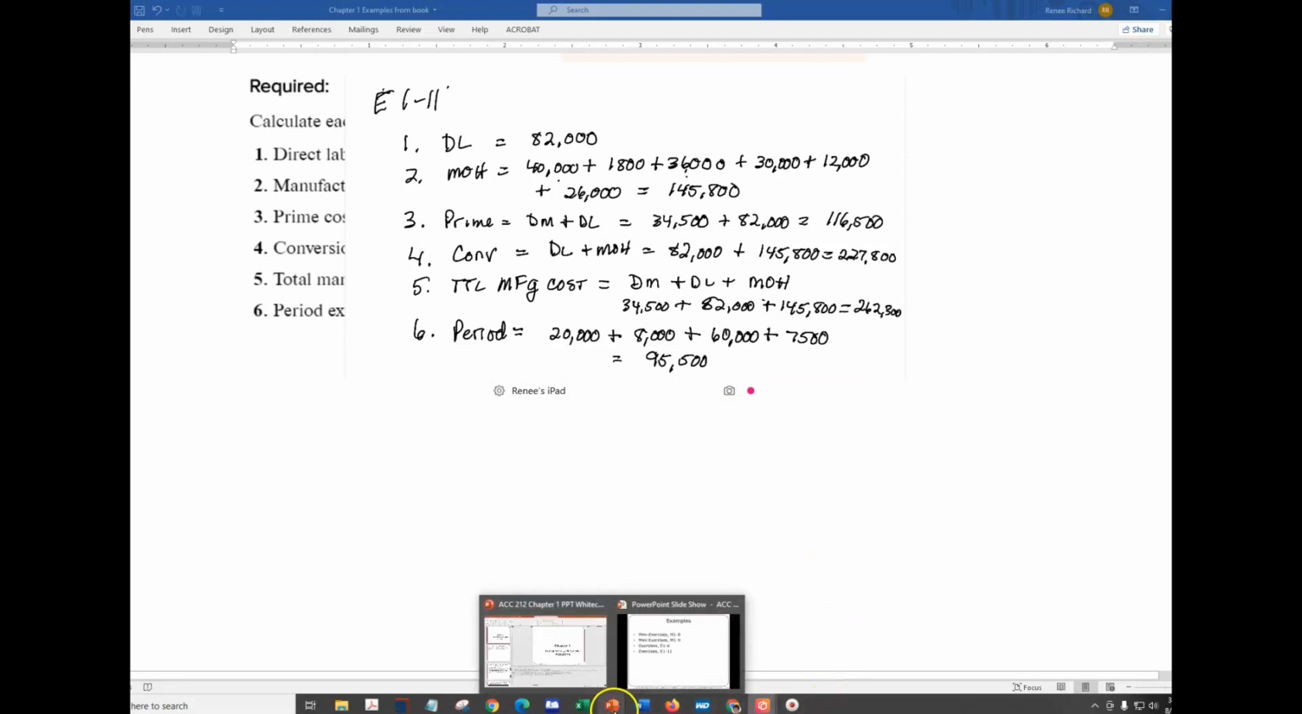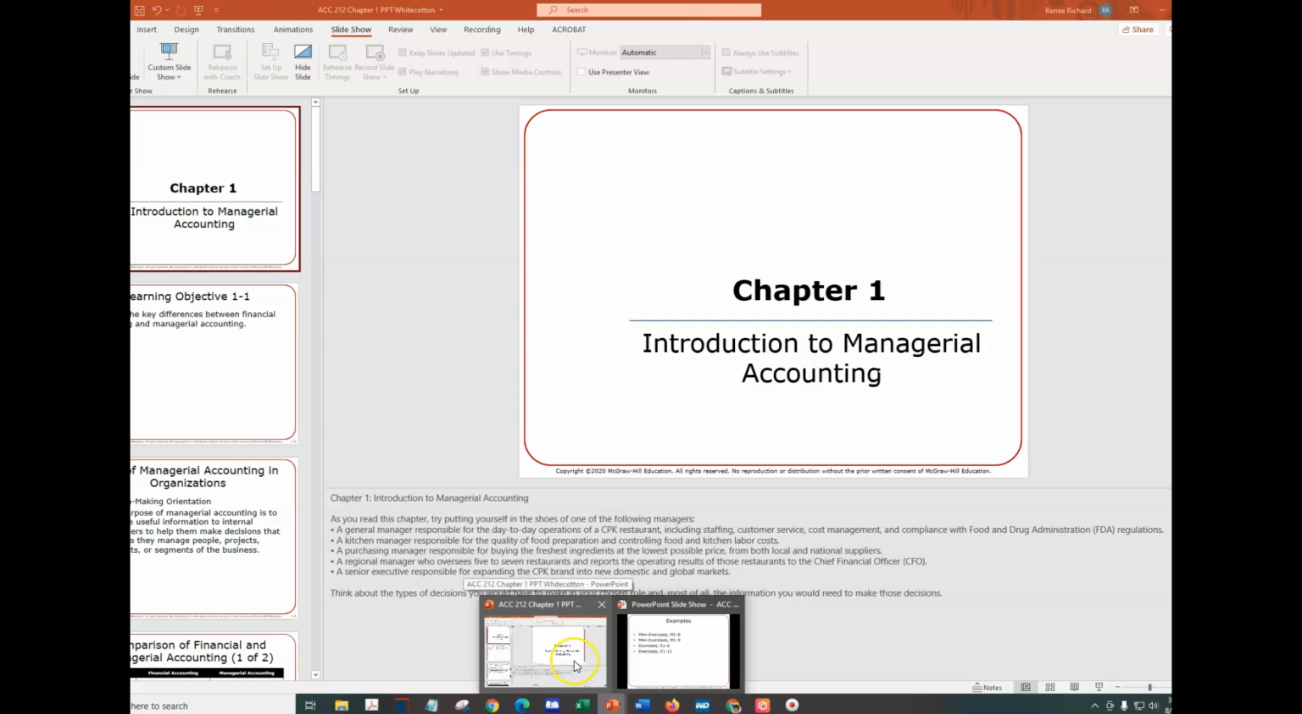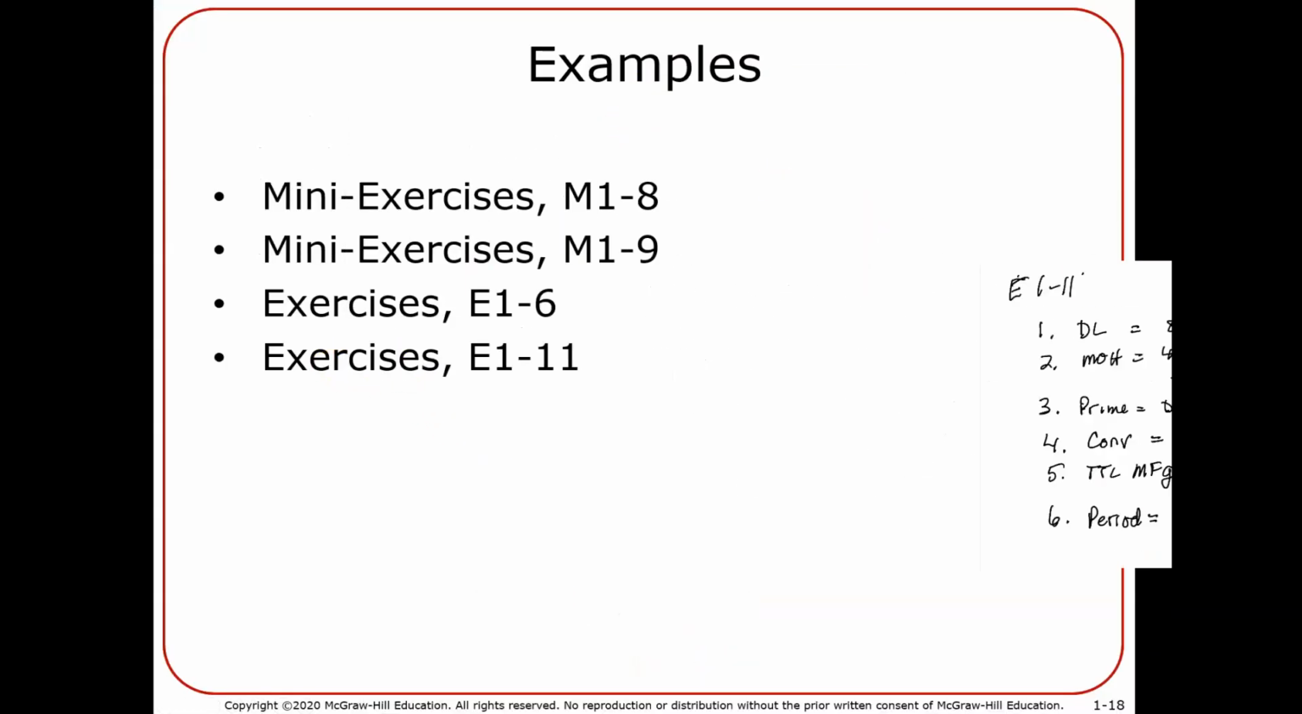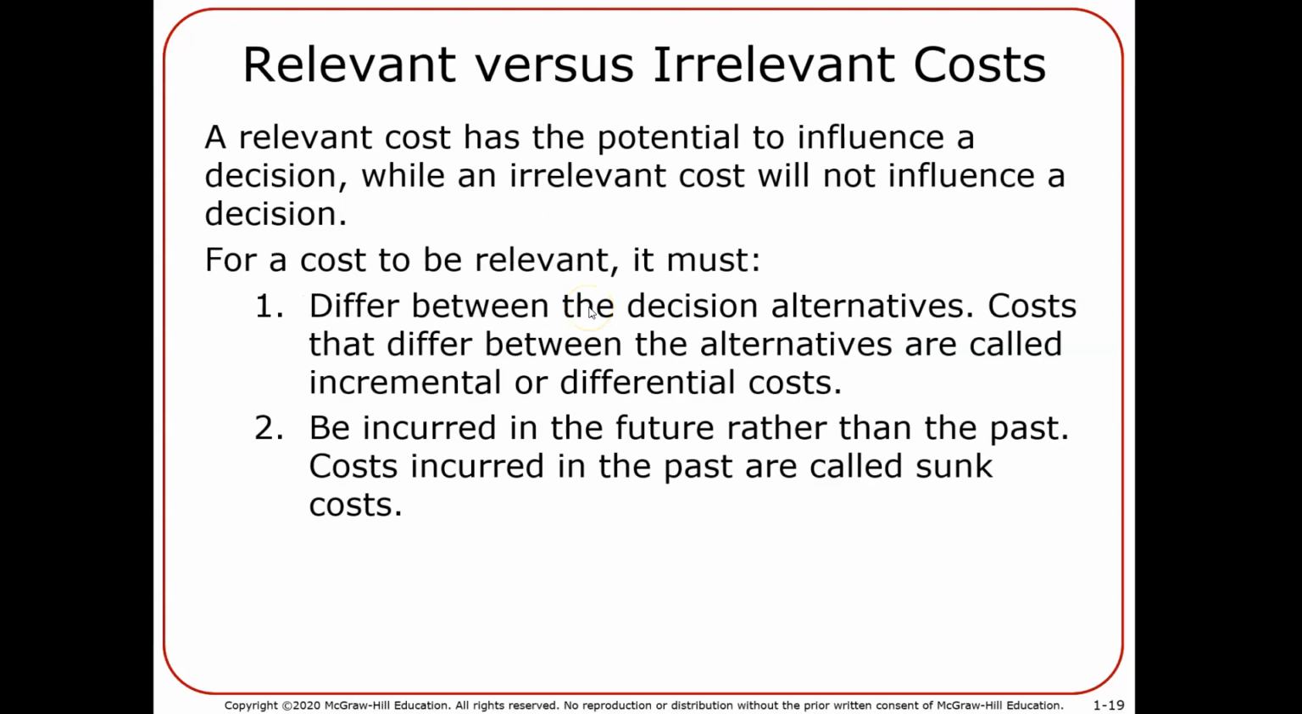Let's go back here. Now let's talk about relevant versus irrelevant costs. A relevant cost has the potential to influence a decision, while an irrelevant cost, of course, will not. And this is probably a key piece here, right on number 1. If a cost is relevant, it differs between the decision alternatives.